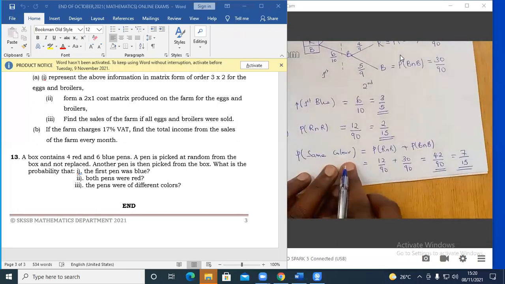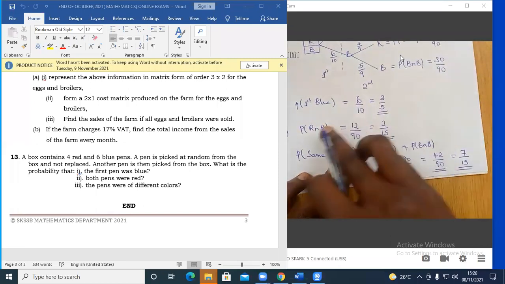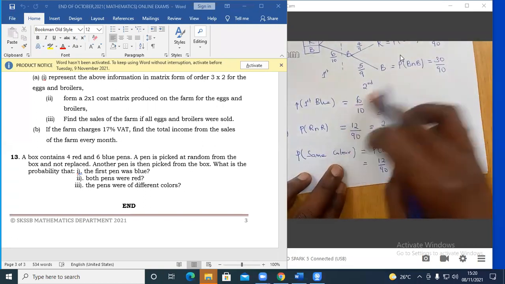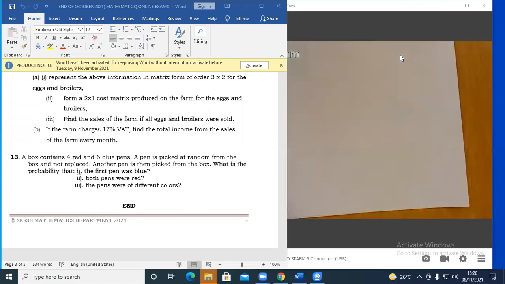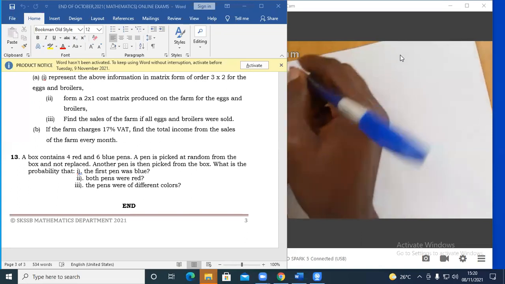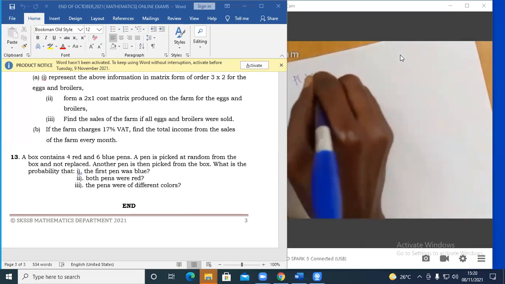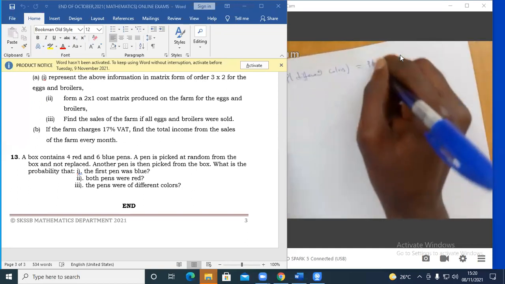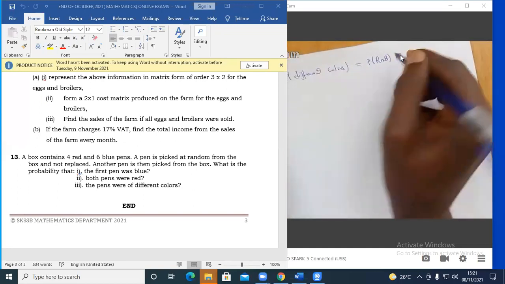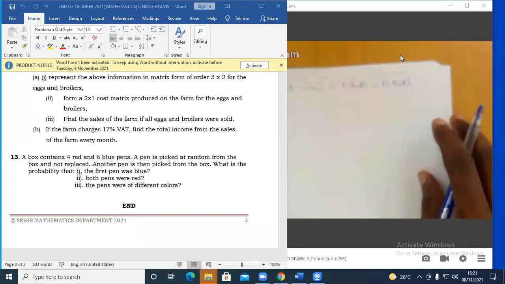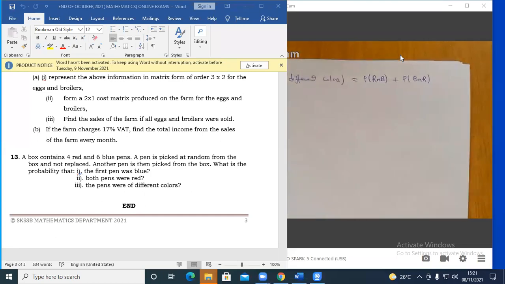This one, if they were asking for the same color. This one, they were asking only for red. Then the last one they're asking for the probability of different colors. Which means you can get blue and red, or red and blue. Different colors.